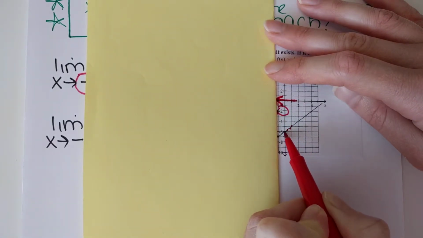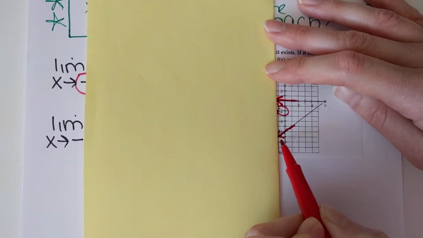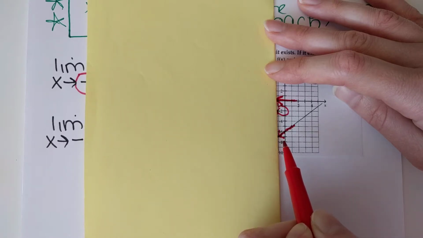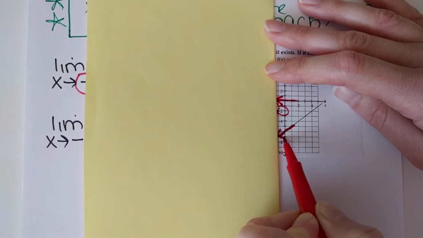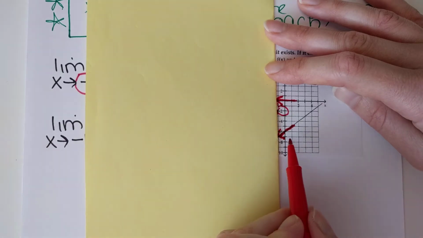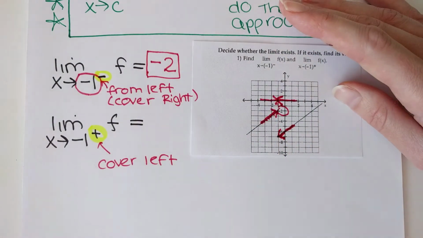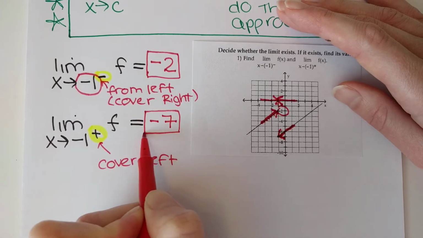So these little y values are going to be marching up towards the edge of this piece of paper, towards this point right here. And again, it doesn't matter if there's a filled-in circle or open circle, who really cares? What matters is what this arrow is pointing to. So this arrow is pointing to a y value of -7. So that means that our limit from the right-hand side is -7.